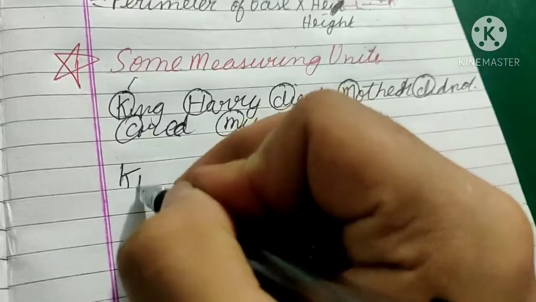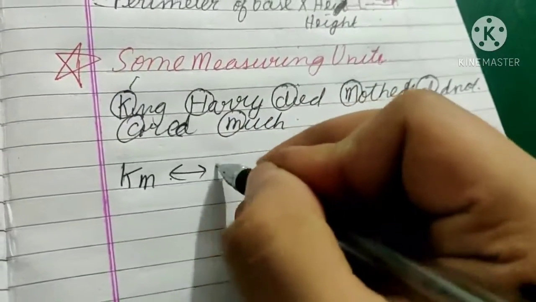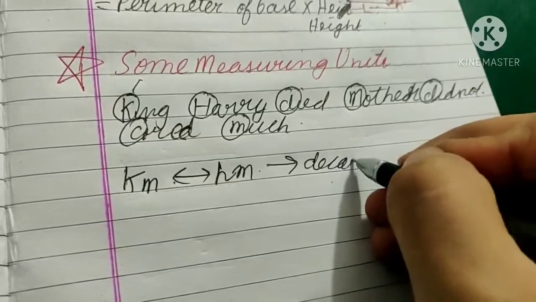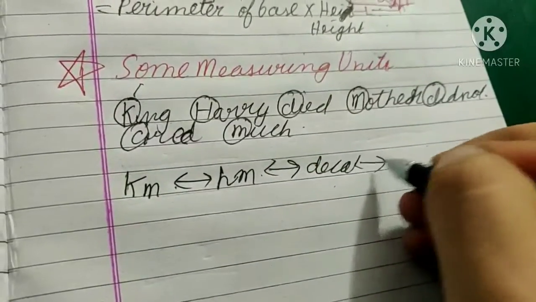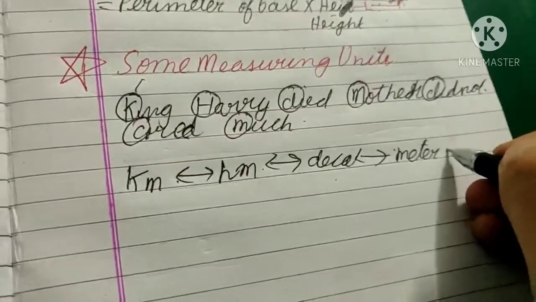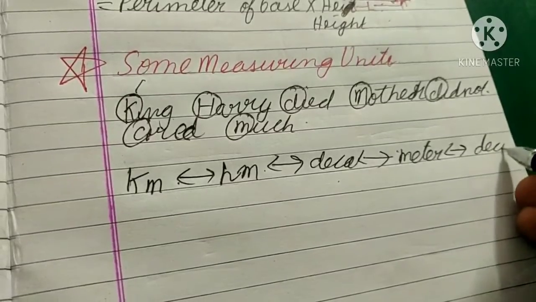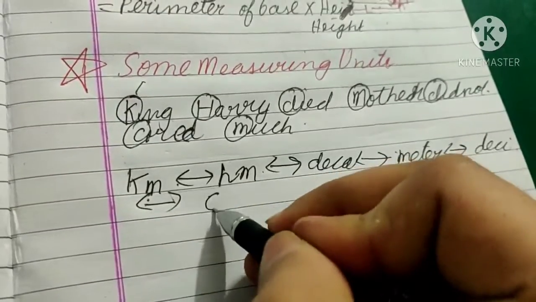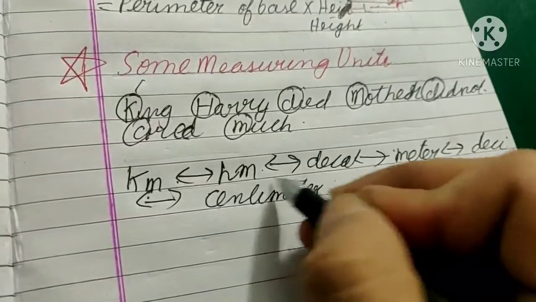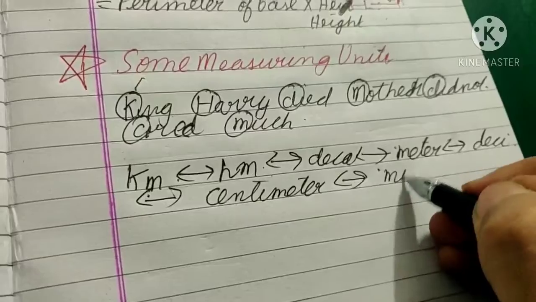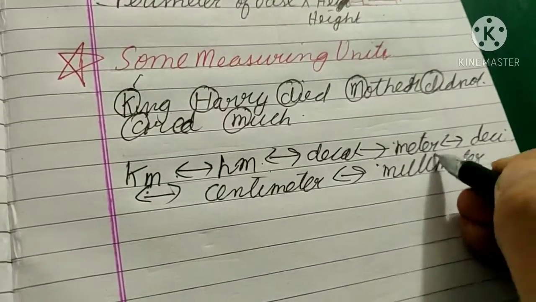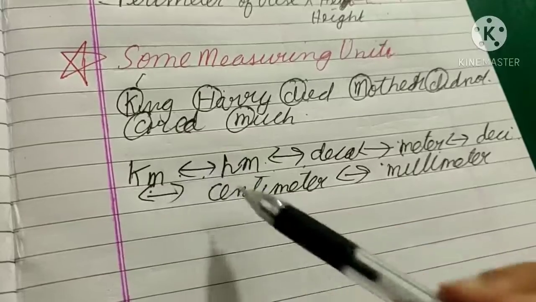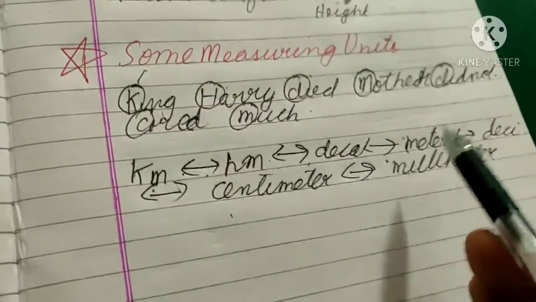K stands for kilometer, then hectometer, then decameter, then meter, then decimeter, then centimeter, then millimeter. So this is the order: K H D M D C M.